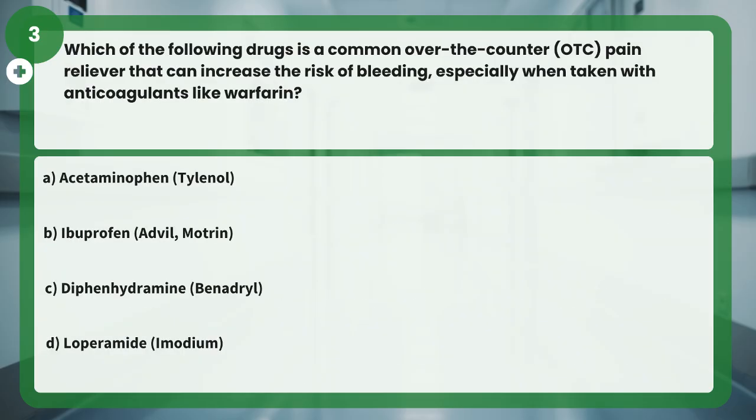Question 3. Which of the following drugs is a common over-the-counter (OTC) pain reliever that can increase the risk of bleeding, especially when taken with anticoagulants like warfarin? A. Acetaminophen, Tylenol. B. Ibuprofen, Advil, Motrin. C. Diphenhydramine, Benadryl. D. Loperamide, Imodium.